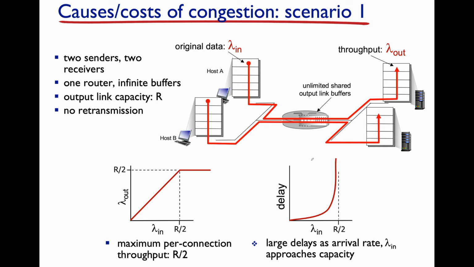Now, if we look at the delay at the router, that delay is going to increase if we approach the full link utilization. Well, eventually we have to queue more and more packets, and it's going to take longer, the delay that we experience for this end-to-end flow between the sender and receiver endpoints. And so you get large delays as the arrival rate, lambda in, approaches the capacity for that link.